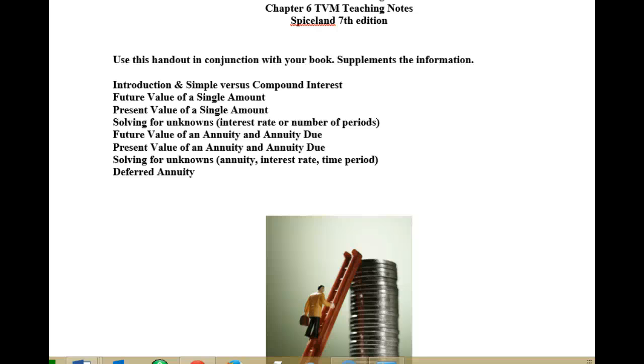Hello students, welcome back to my discussion on the time value of money teaching notes prepared for the Spiceland 7th edition from chapter 6. In this short podcast, I'm going to keep it as short as I can. I would like to talk to you about the future value of an annuity and the future value of an annuity due.